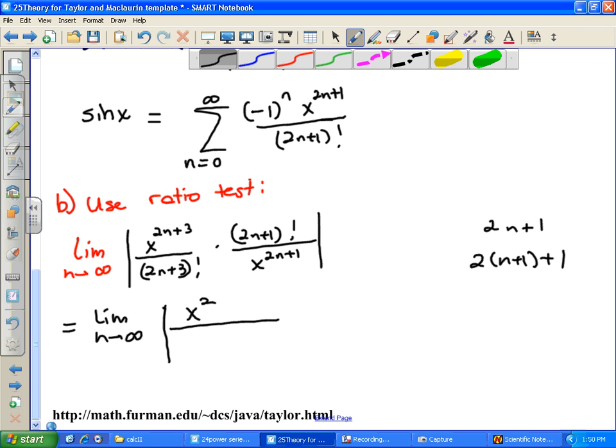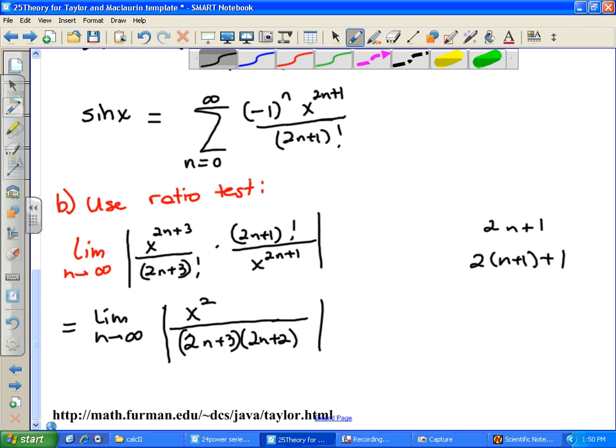The 2n plus 3 factorial, how could you write that out? 2n plus 3, 2n plus 2, and below. And below part will cancel, right? So we'll be left with 2n plus 3 times 2n plus 2 on the bottom. Okay. Anything else? I think that covers everything.